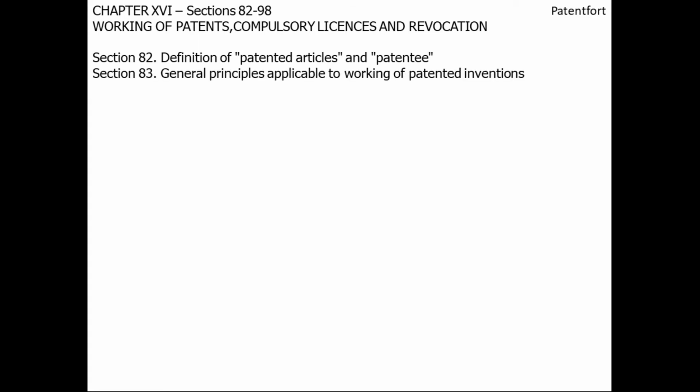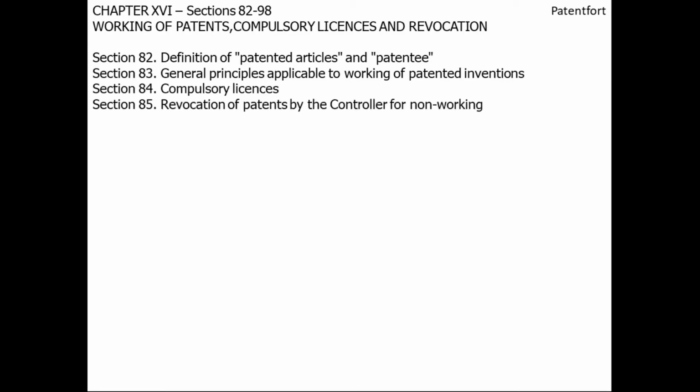Chapter 16. Section 82 to 98. Working of patent, compulsory license and revocation. Section 82. Definition of patented article and patentee. Section 83. General principle applicable to working of patented invention. Section 84. Compulsory licenses. Section 85. Revocation of patent by controller for non-working.